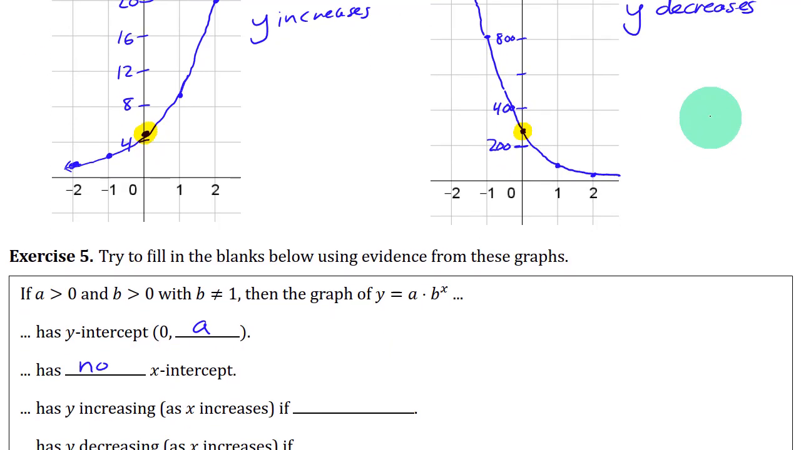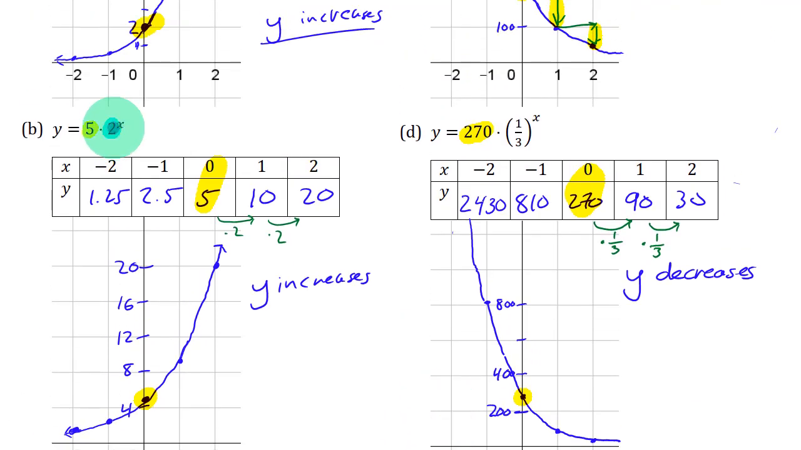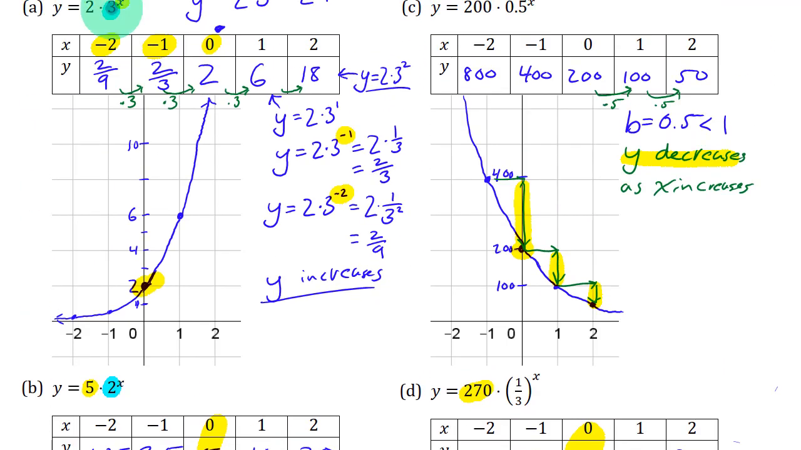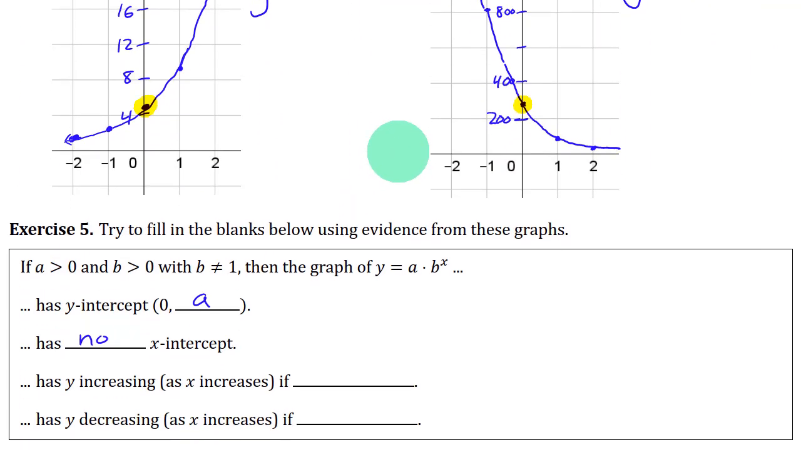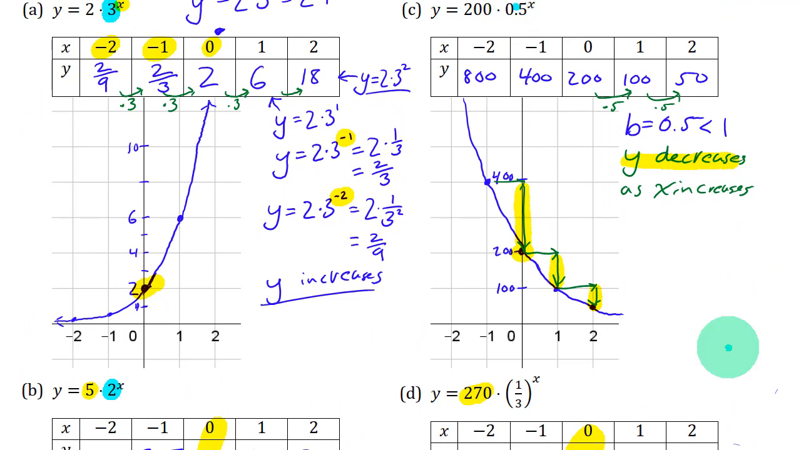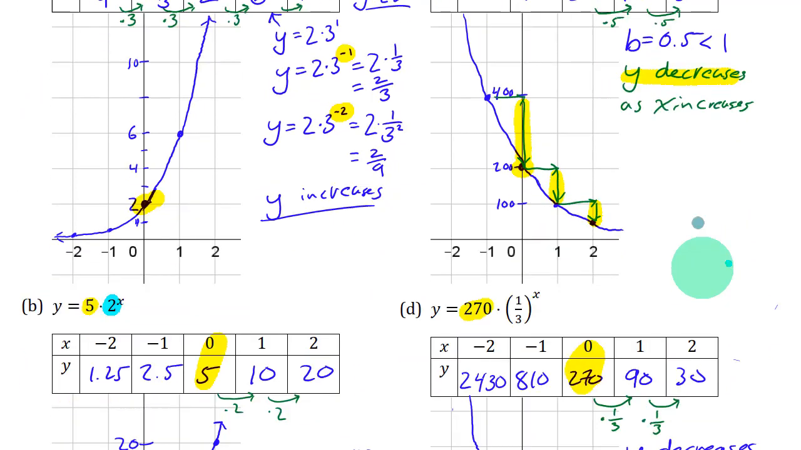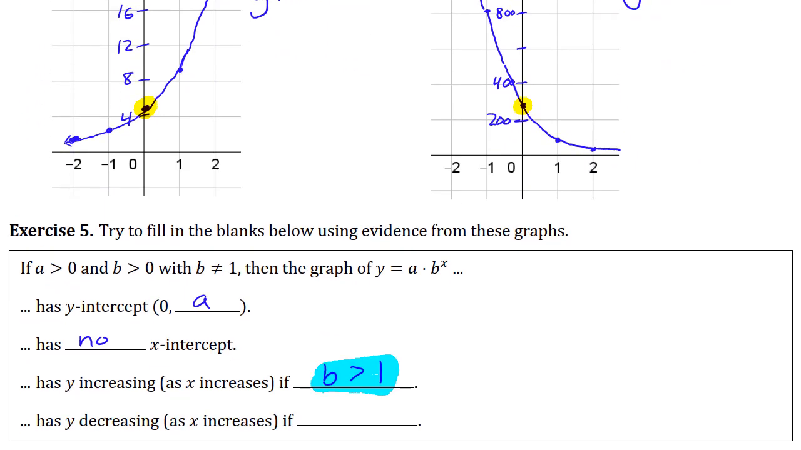So the ones that are increasing are the ones where the b, like the 2 or the 3 here, where b is greater than 1. Multiplying something by a number greater than 1 makes it increase. What about the ones that are decreasing? Over here you're multiplying by 0.5. Here you're multiplying by 1/3. That makes it smaller. So it's decreasing if b is less than 1.